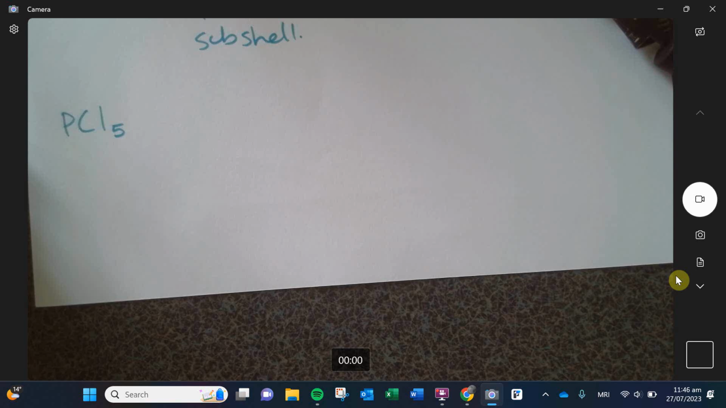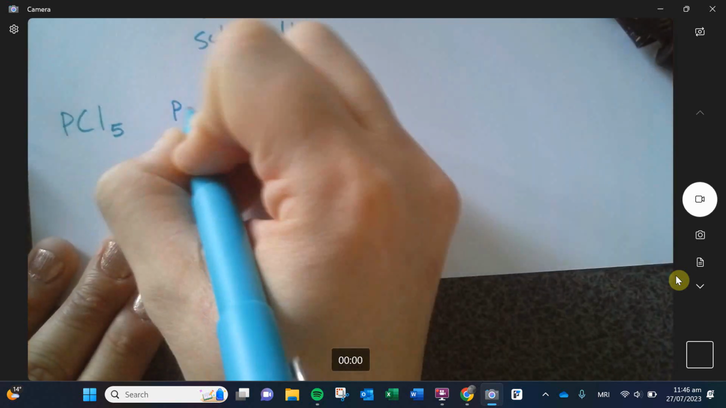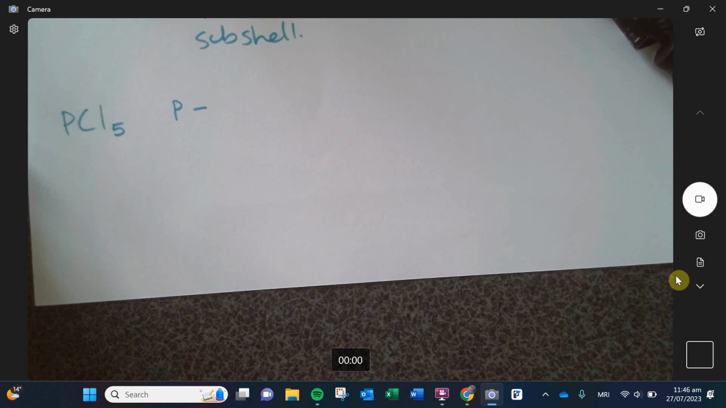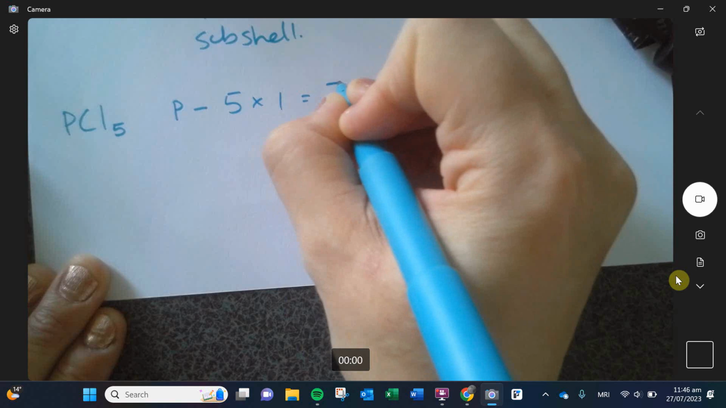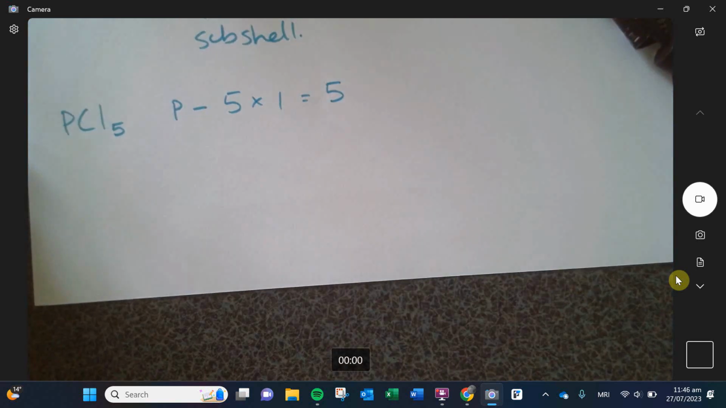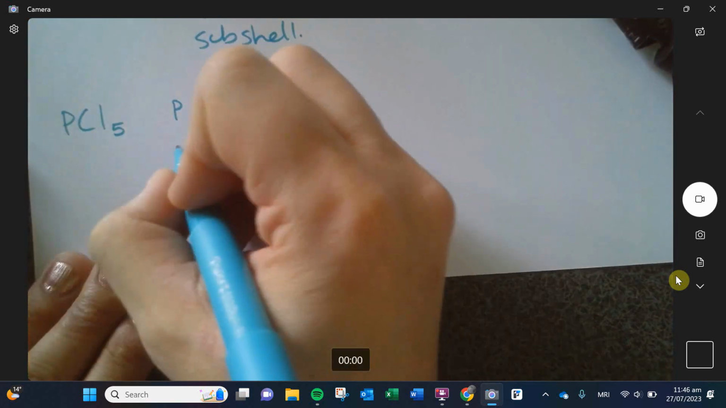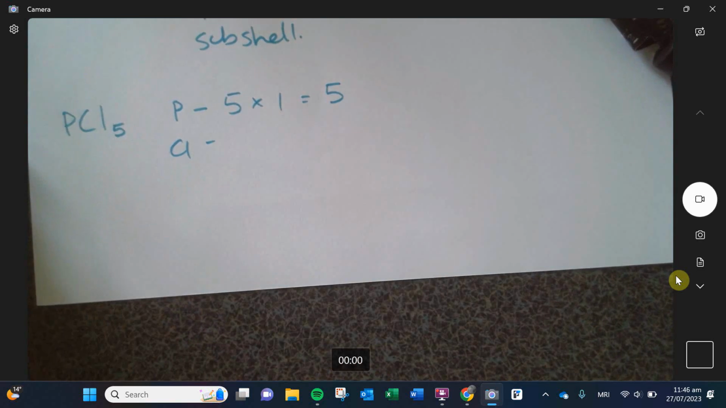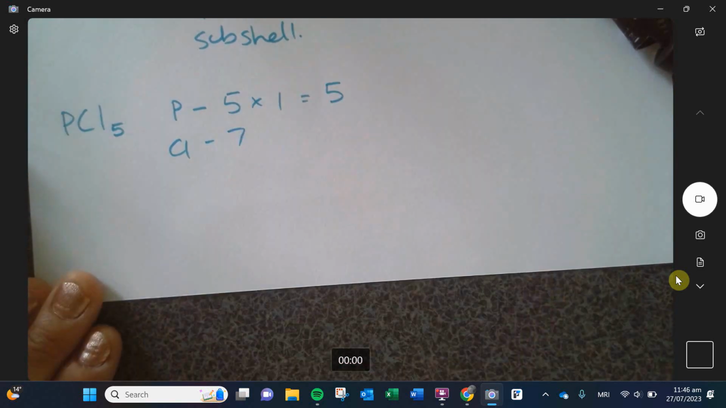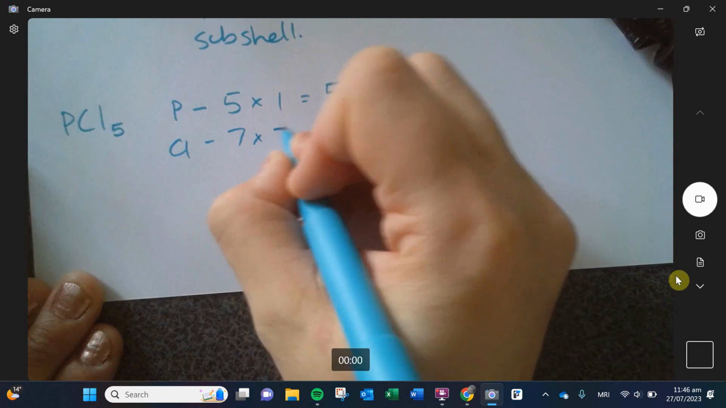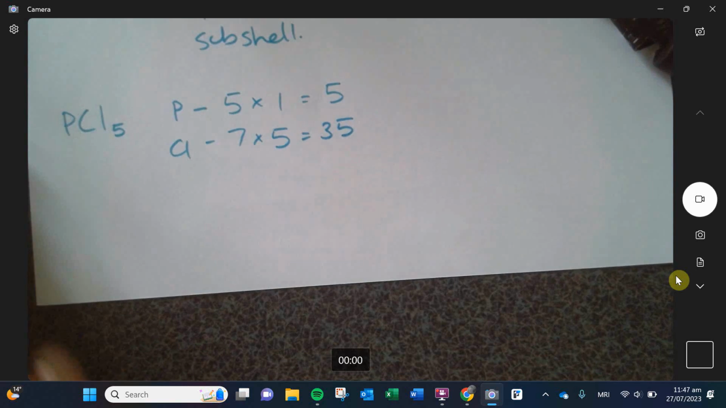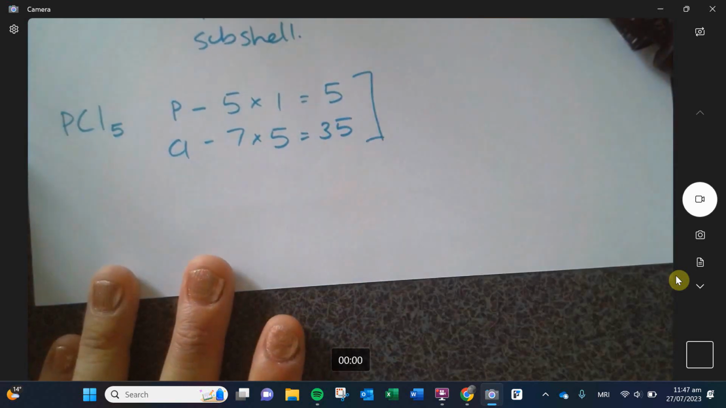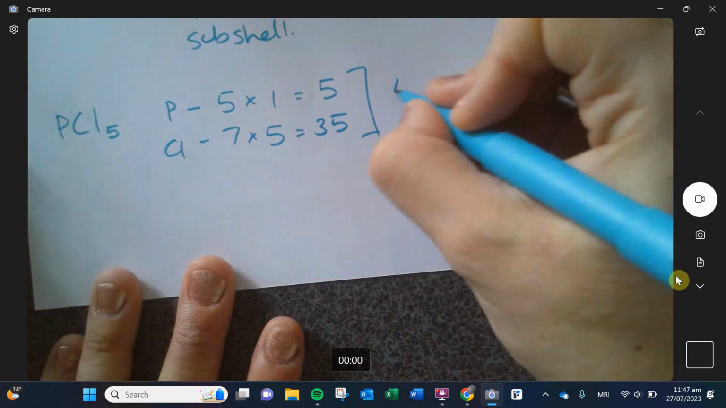All right, let's do some math. Phosphorus is in group 15, so 5 electrons, and I'm working with only 1 atom of that, so 5 electrons are being contributed. Chlorine is in group 17, 7 valence electrons, and you have 5 atoms of that, so that is 35. Everybody happy with me on that? Okay. Add that up, we have a total of 40 electrons.